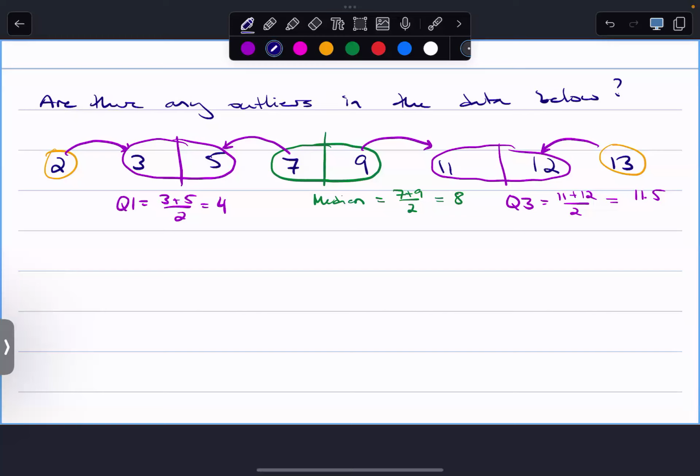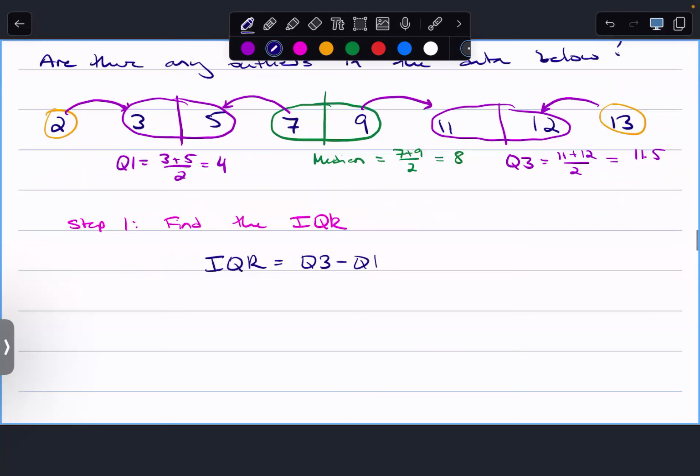First thing we need to do is find the interquartile range. That's a good first step. Step 1, find the interquartile range. Now the interquartile range is Q3 minus Q1, which we said was 11.5 minus 4. Uh-oh, this math is not gonna agree with me later. Let's get it set up here.